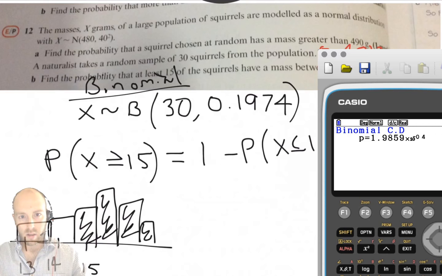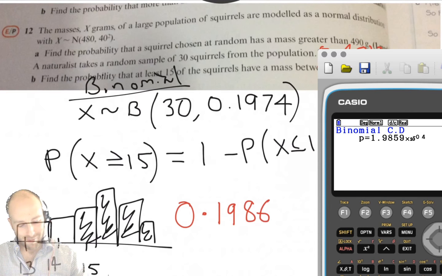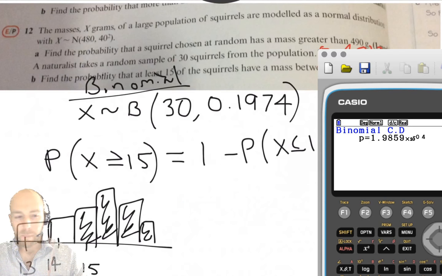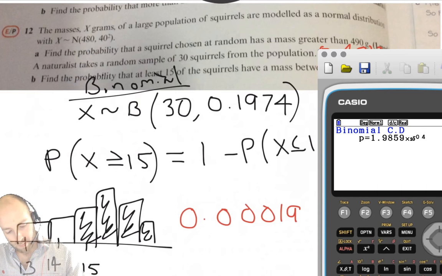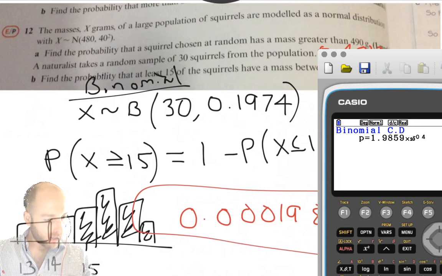So let's write that in. 0.1986, but I need to put a lot more noughts in there because I just realized it's to the power of 10 to minus 4. So 0.000019 1986. Cool. Brilliant. So that's our probability, which is what I had written down at the top anyway.